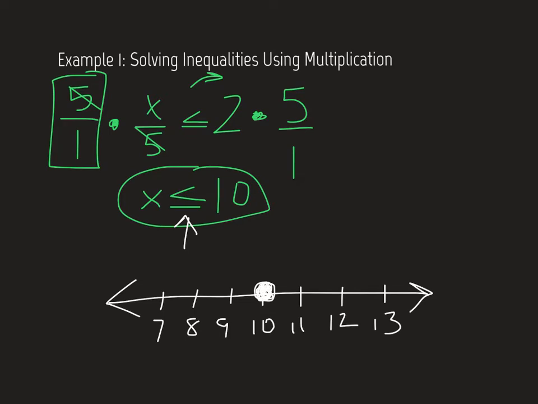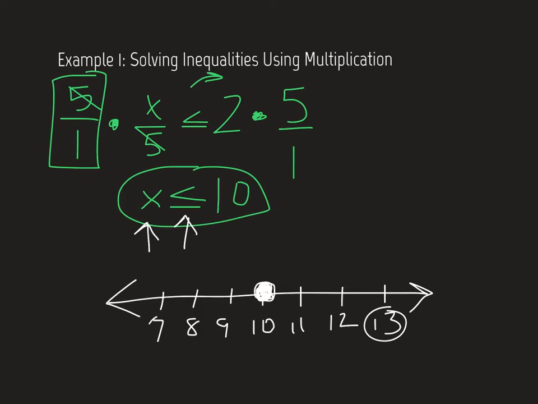So we color it in. Then we have to figure out which direction X could be, okay? So we test a couple. Let's test out 13, okay? If I put 13 in here, would it make sense? 13 is less than or equal to 10. No, it's greater than. I'd rather have $13 than $10.